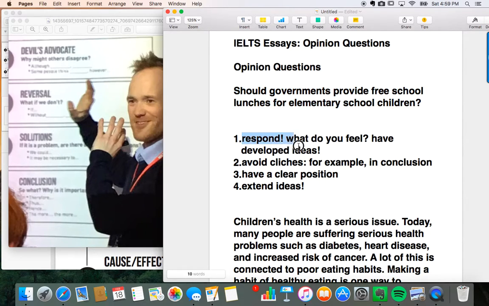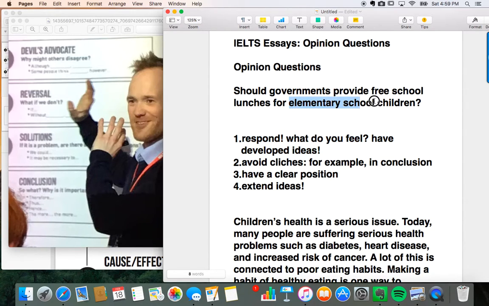The first thing I want to say when we're looking at this question is, with any of these IELTS questions, ladies and gentlemen, you need to have an idea. You need to respond. You need to have an opinion. A lot of times I get students who say, oh, I don't care, oh, I have no opinion. If you're trying to get a 7 or 8, that's just not good enough. You need to respond to this question.